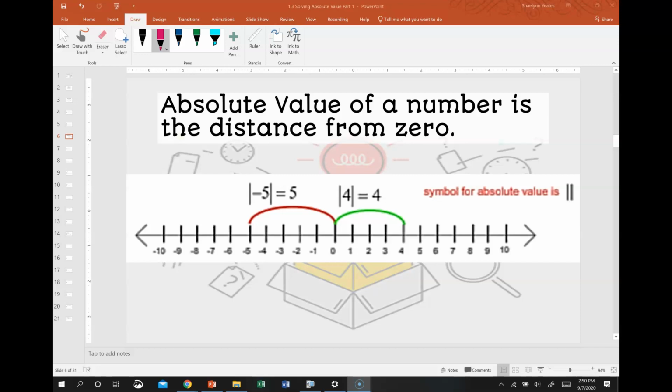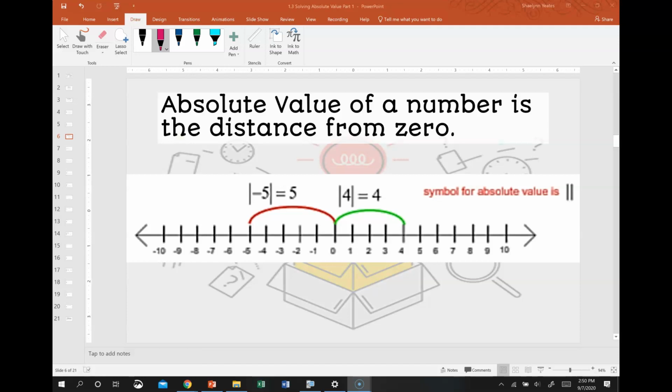Alright, so now that we found the absolute value of a couple things, I'm going to give you the definition. The absolute value of a number is just the distance from 0. So the absolute value of negative 5 is 5 because it is 5 units away from 0. The absolute value of 4 is 4 because it is 4 units away from 0.